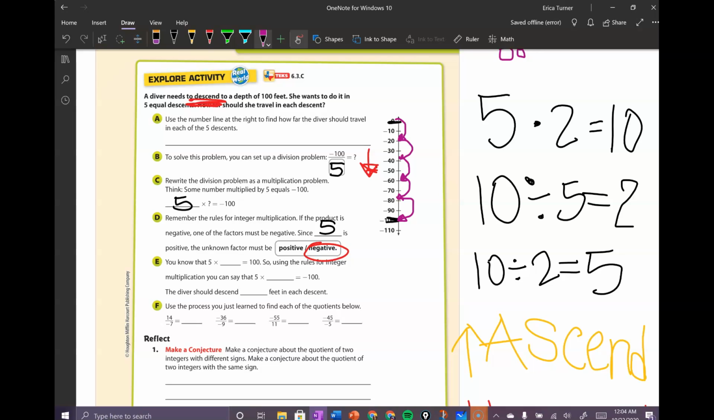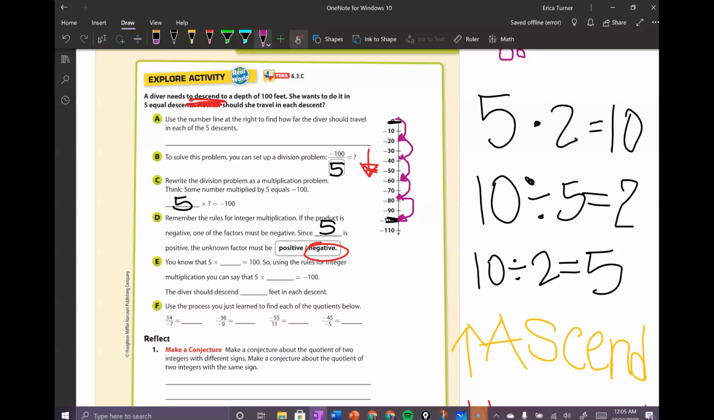So I made 5 jumps, 1, 2, 3, 4, 5, and I skip counted using negative 20s. So my first descent was negative 20, then my second descent, they got down to negative 40. My third descent, they got down to negative 60. The fourth descent, they got down to negative 80. And the fifth descent, they were down to negative 100 feet.